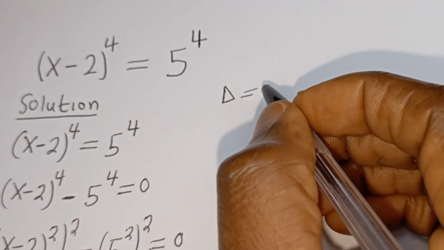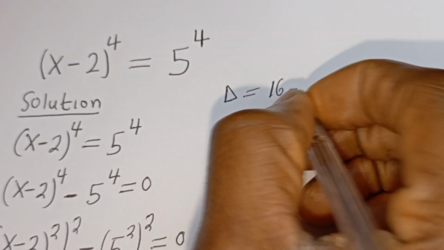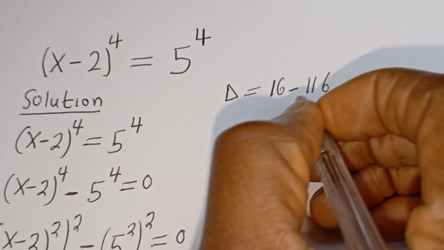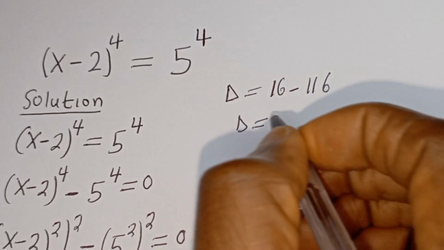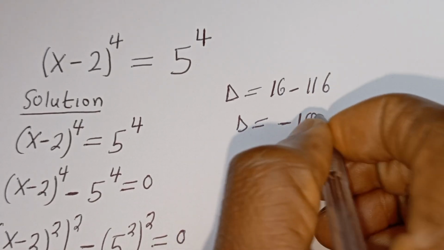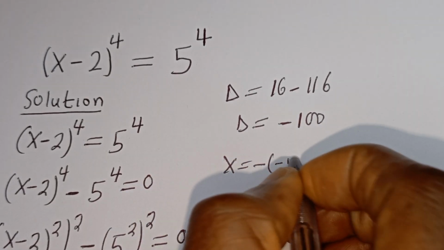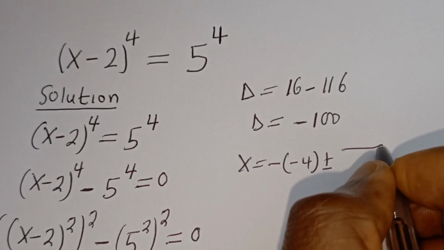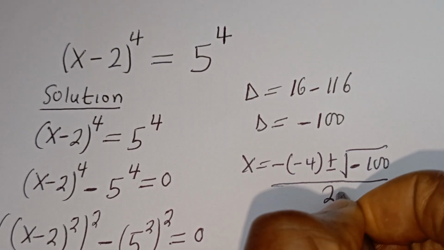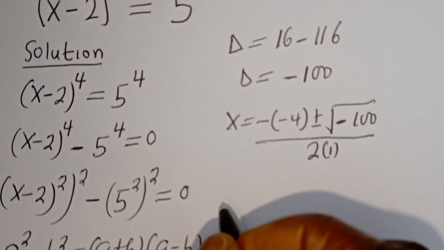D is equal to minus 4 square, that is 16, minus 4 multiplied by 1 multiplied by 29, that is 116. Then D is equal to 16 minus 116, that is minus 100. Therefore, we have x is equal to minus (minus 4) plus or minus square root of minus 100 over 2 multiplied by 1.